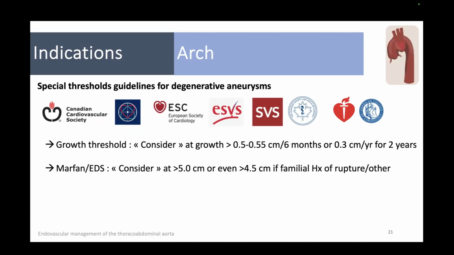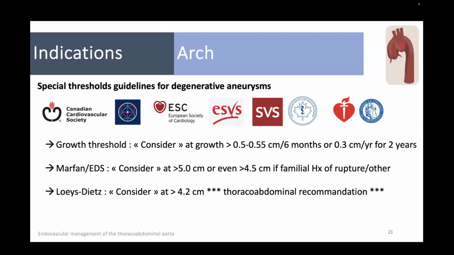For Marfan and Ehlers-Danlos, the cutoff is at 5 centimeters instead of 5.5, or even 4.5 centimeters if there's a family history of rupture or other complications due to the aortic disease. For Loeys-Dietz, and this is more of a thoracoabdominal recommendation in the cardiology guidelines mostly, they tell us to consider a treatment even lower, at 4.2 centimeters and up.